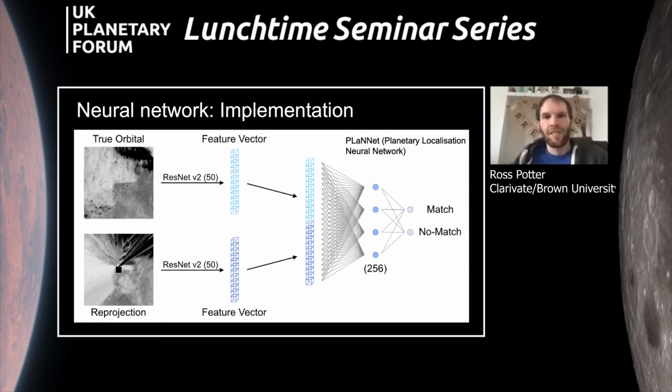And then after we trained our network, we wanted to implement it. For this, we gave it, again, a true orbital image and a reprojected image, and we got the algorithm to tell us whether the two matched. This was based on looking at a similarity, the differences between various parts of the images, to see how much of a match or not match the two images were.